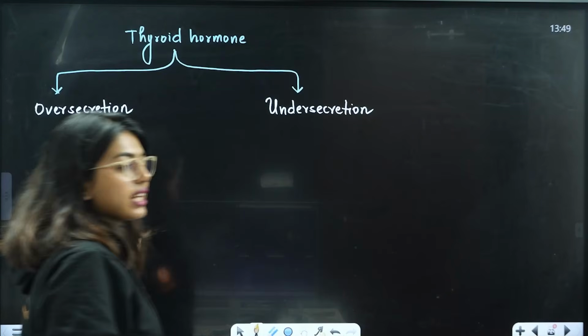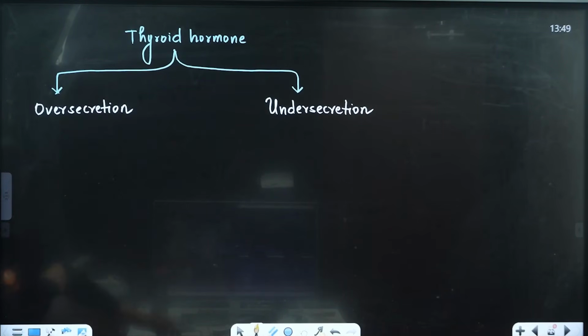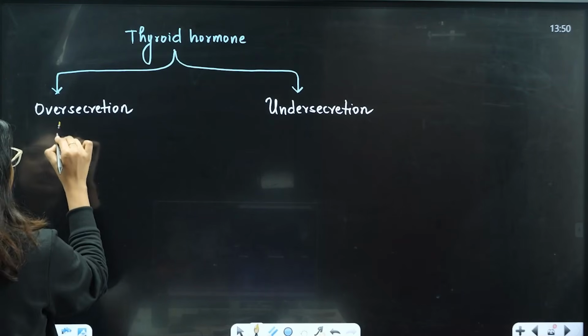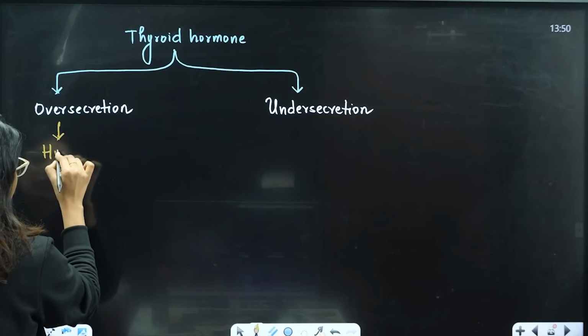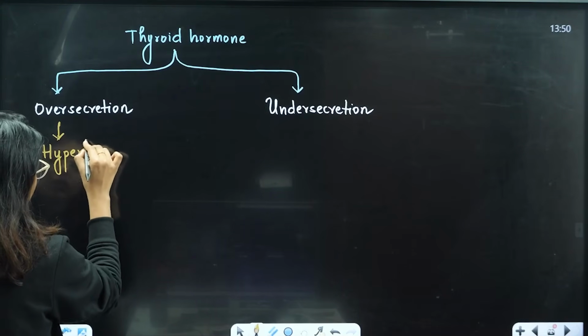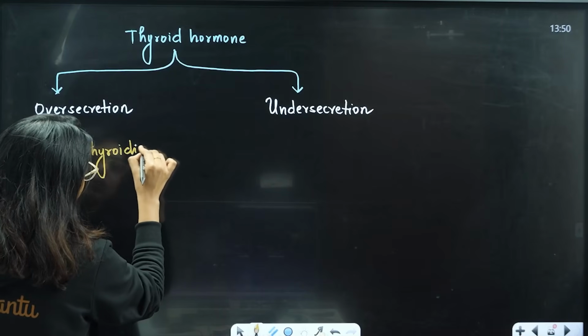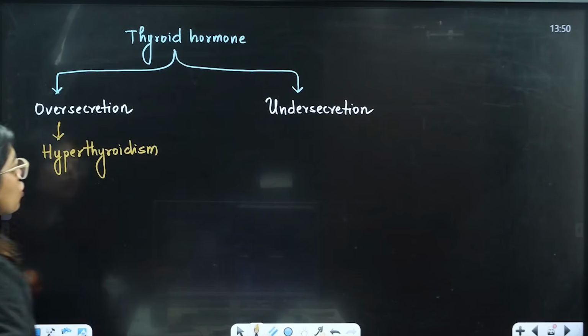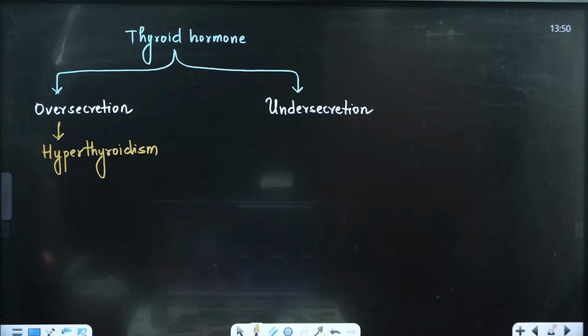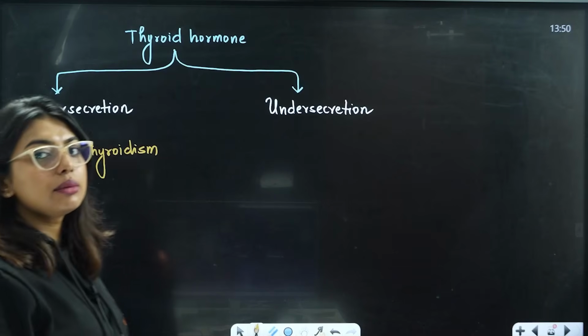If over secretion, now students, TSH is going to be more, right? If TSH is going to be more, then it will lead to what? Hyperthyroidism, right? It will lead to hyperthyroidism. In hyperthyroidism, students, it's also connected to your Graves' disease or exophthalmic goiter.